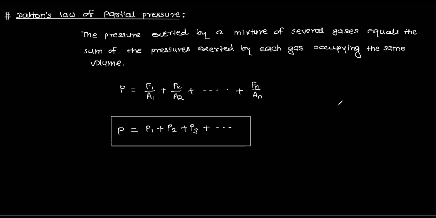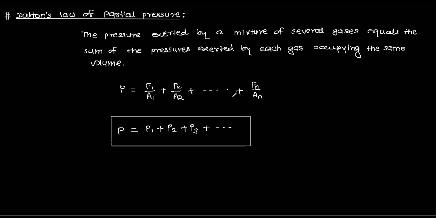Okay, means suppose in a container you have filled 3 gases, hydrogen, oxygen and nitrogen, and hydrogen exerts pressure P1, nitrogen exerts pressure P2 and oxygen exerts pressure P3, then the total pressure exerted by that gas mixture is equal to the sum of all, that is P1 plus P2 plus P3. That is the statement of Dalton's law of partial pressure. It is very easy. So P is equal to P1 plus P2 plus P3.